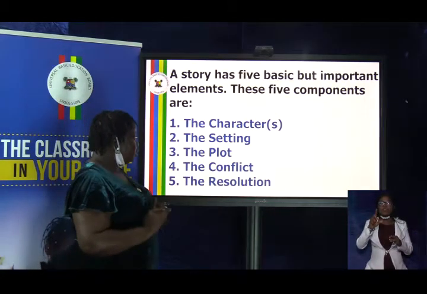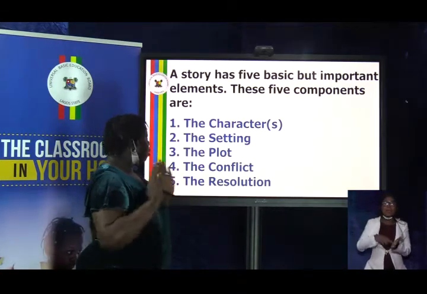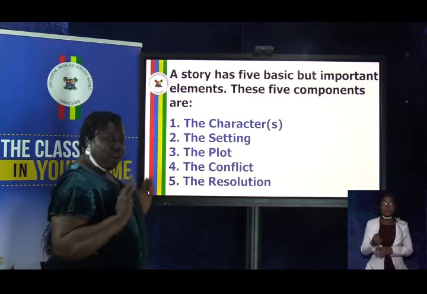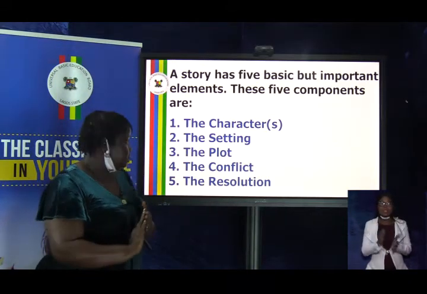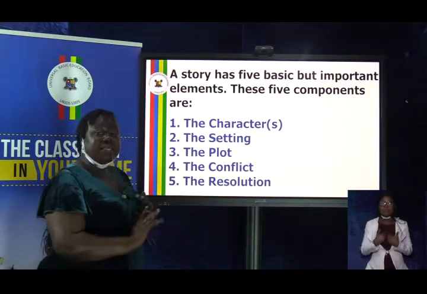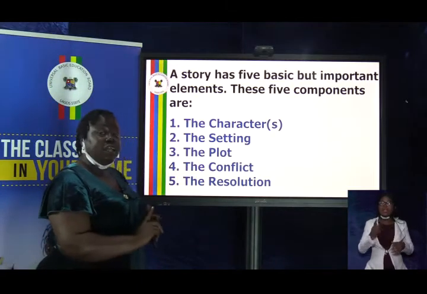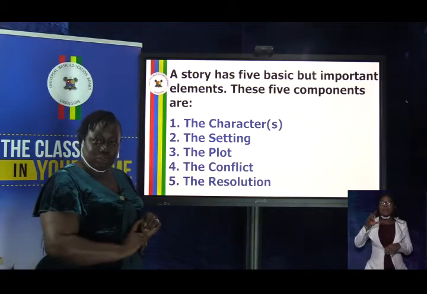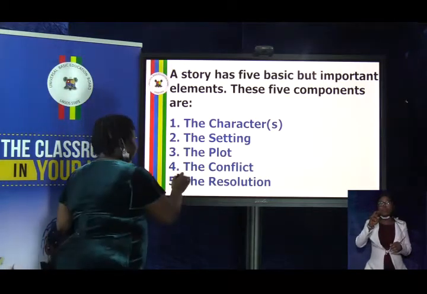Let's take them one after the other. I repeat, there are 5 components of a story. 5 things, 5 important things that a story must possess. There must be characters, there must be the setting, there must be a plot, the conflict, and the resolution. Let's explain them one after the other.